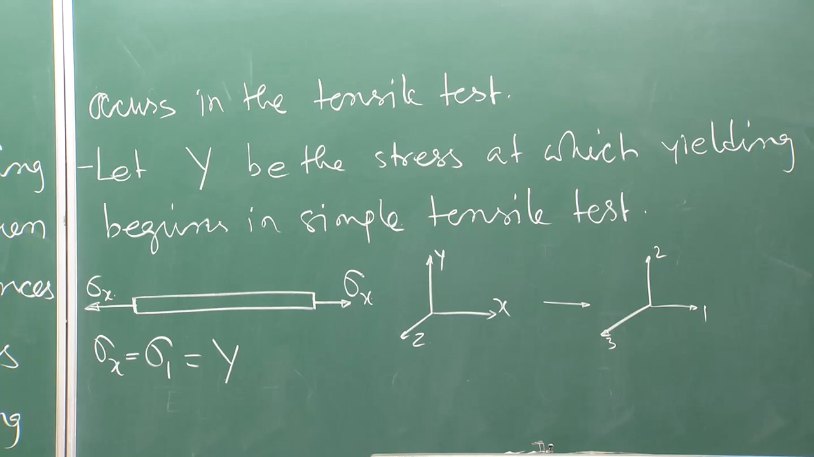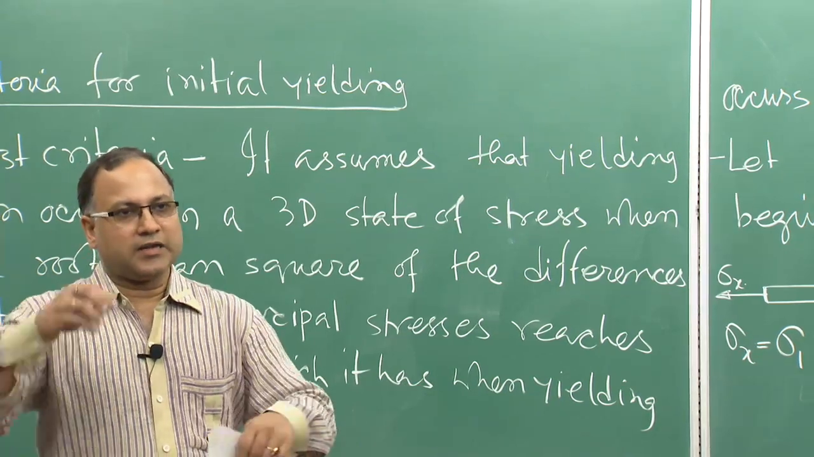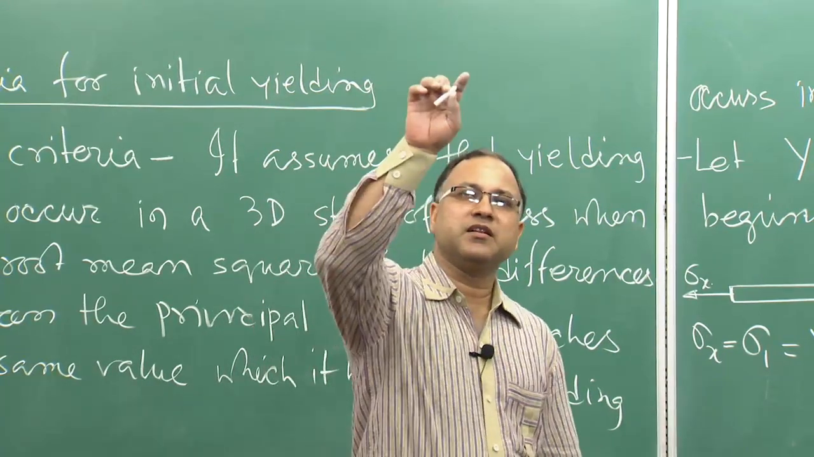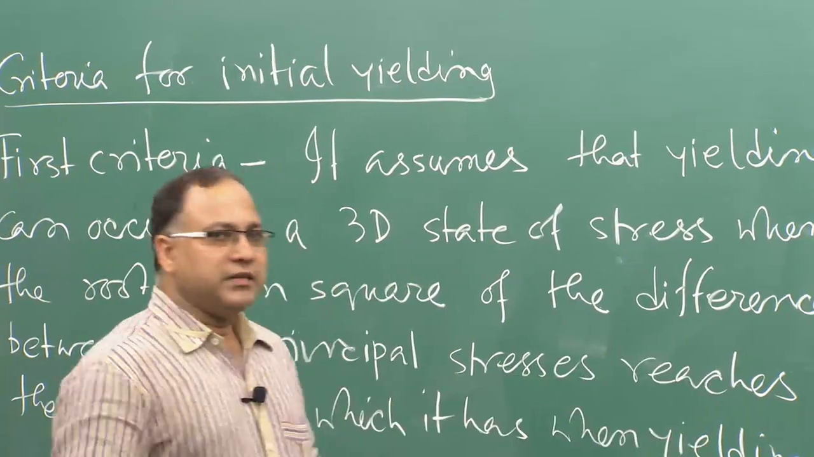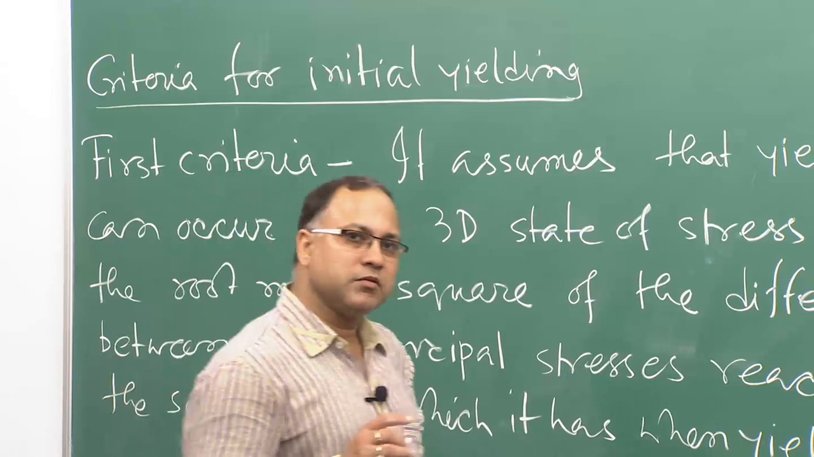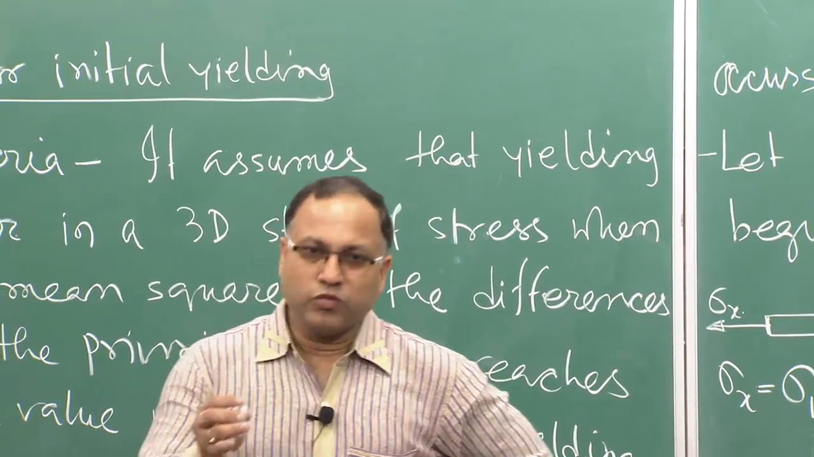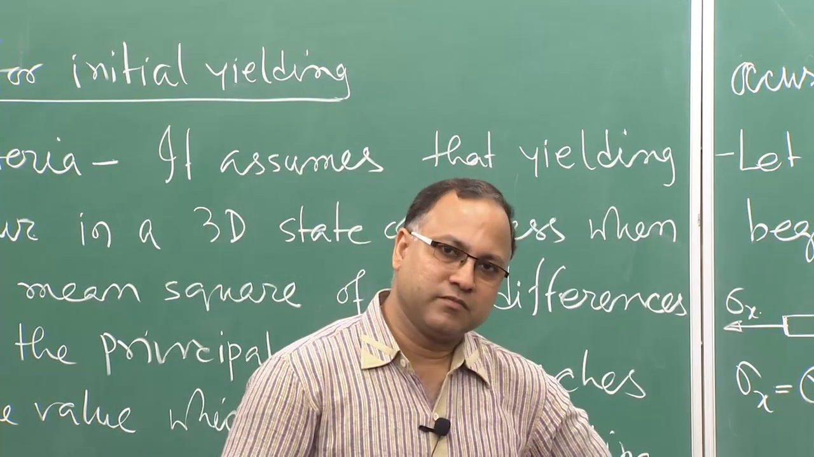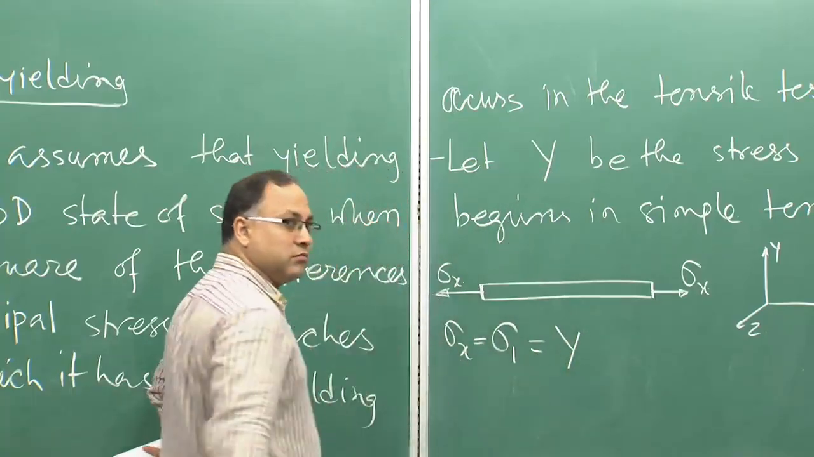because we are continuously applying the tensile force, that is sigma x, we are going on increasing and we are observing the strain happening, and if you plot the stress strain curve, at certain point you will be observing the yielding initiates, right. At that point, that is the maximum sigma x possible, which is possible at the point where yielding starts, isn't it? Okay. So that is nothing but by our definition, that is nothing but y.